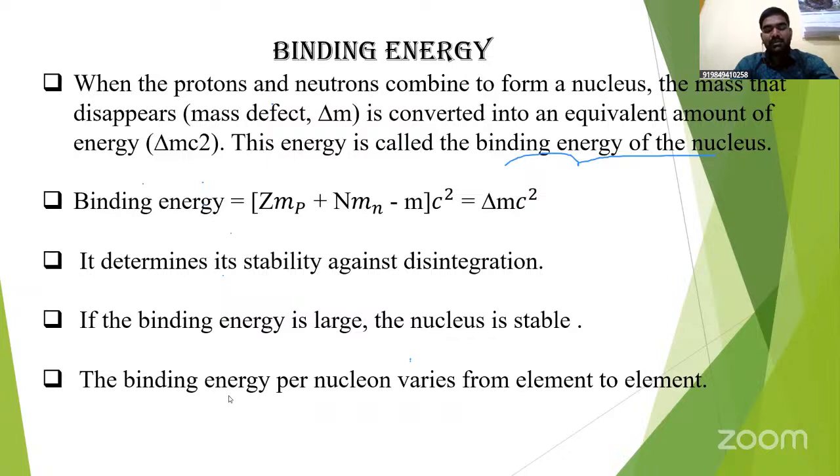The binding energy for one element will be different from the other element, because their stability and their valency are different. If you go for inert gases, their stability is more, isn't it? Their stability is more because the binding energy for their neutrons is more.